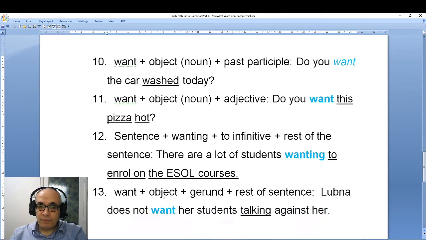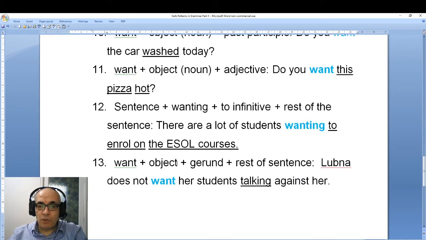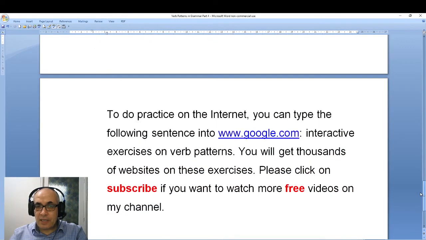Very good. Number 13, after want, you can use an object, gerund, and the rest of the sentence. Lubna does not want her students talking against her. So her students is the object, of course it's a noun, and this noun is an object. Talking is the gerund, and then you complete the sentence. This is the end of the video.